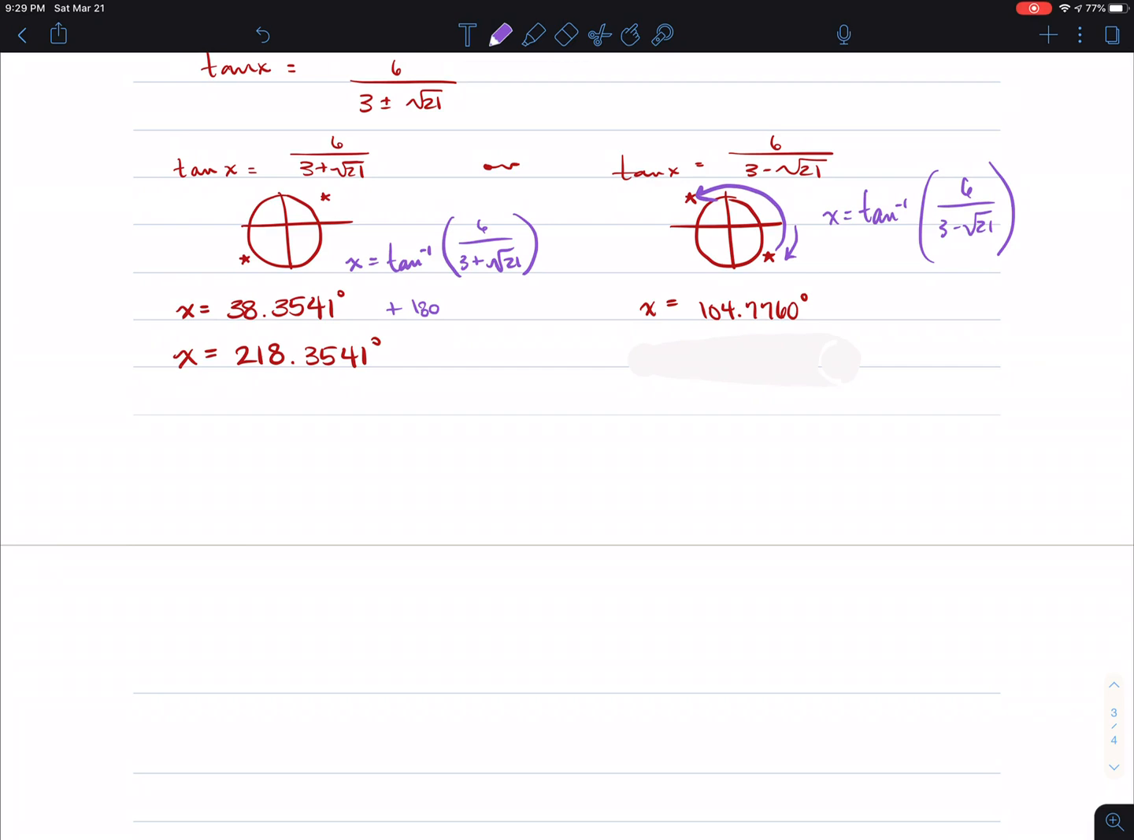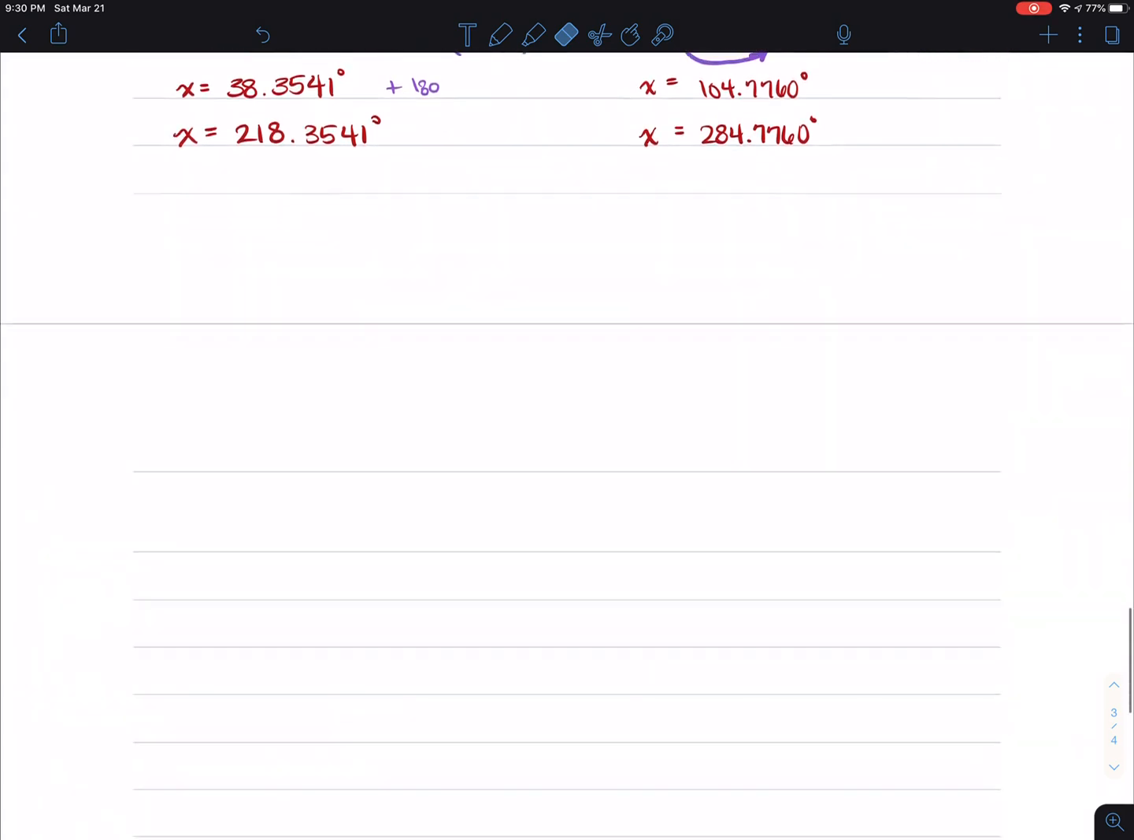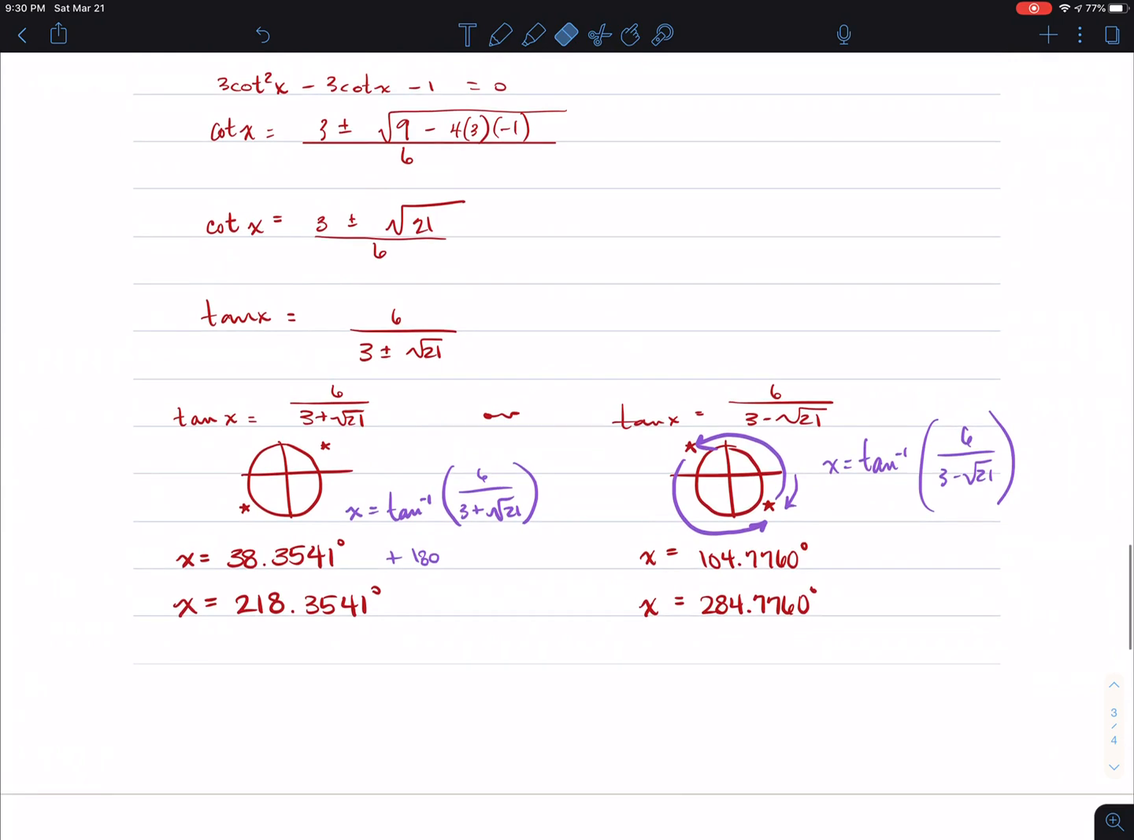Please, when you get done with this question, please, please, please go back and make sure that you are typing things into the calculator and that you're getting the same thing I am. Now, you can't use that negative angle because our restriction told us that we were working from 0 to 360. So then just go ahead and add another 180 degrees, and that'll give you your true fourth quadrant angle, not the negative fourth quadrant angle, and that'll give you 284.7760.